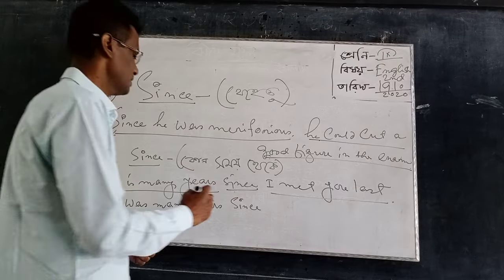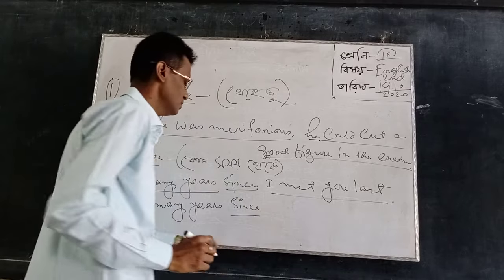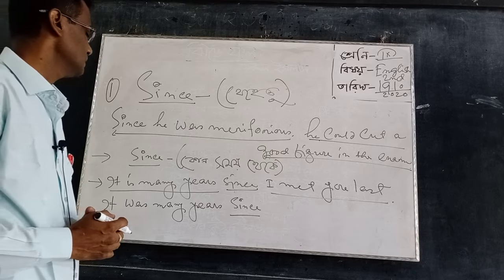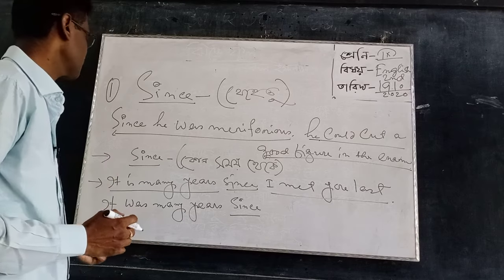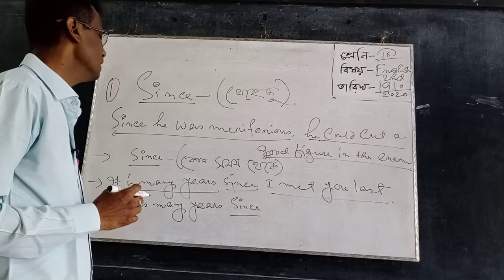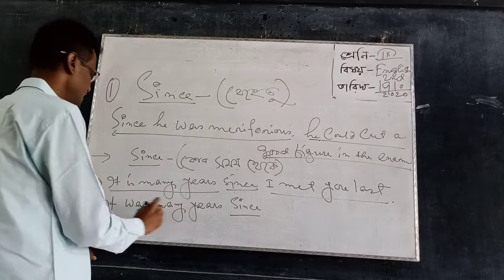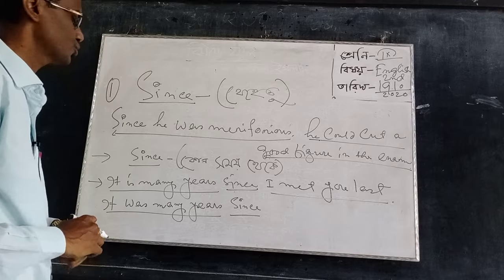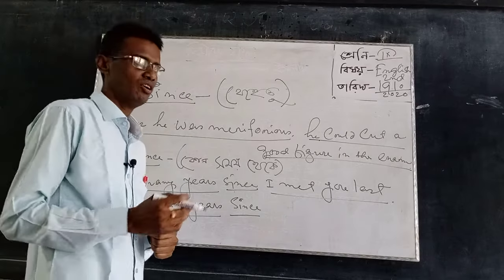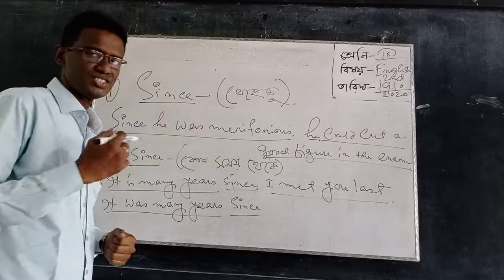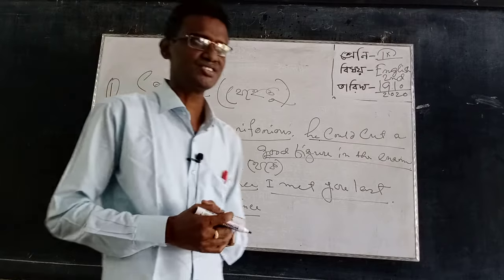This sentence contains "since" in the middle position. In the before part, "it was many years" indicates the past tense. So the next clause, the completing part of the sentence, will be in the past perfect tense.